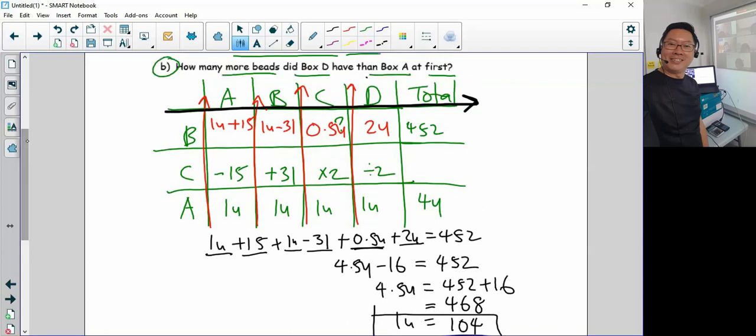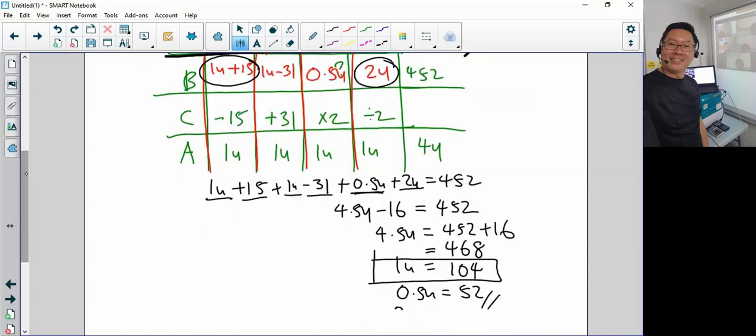Okay, part B, you're supposed to compare. How many more bits did box D have than box A at first? So can we find how many box D has? Box D has 2 units. So 2 units must be 104. So you always go back to this. This is the whole idea, to get the value of 1 unit and use that to find whatever we want to find. So box D has 2 units. So 104 times 2, 208.